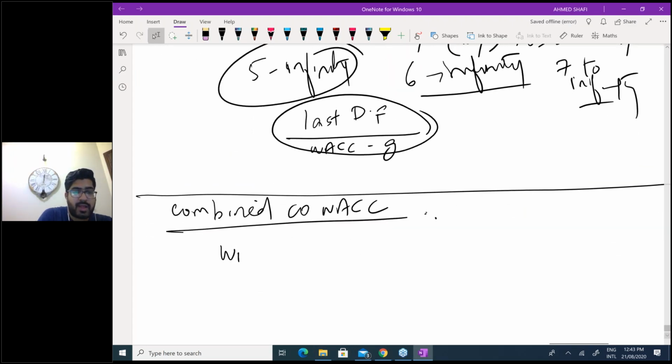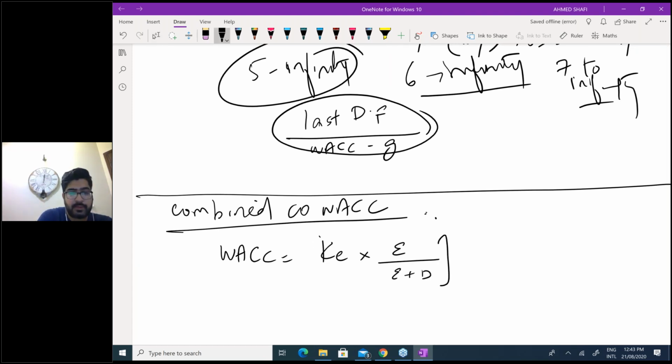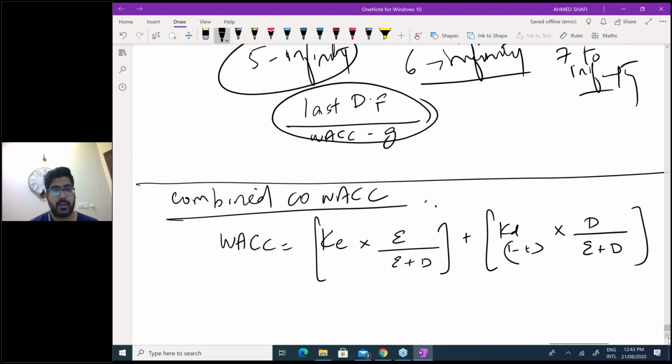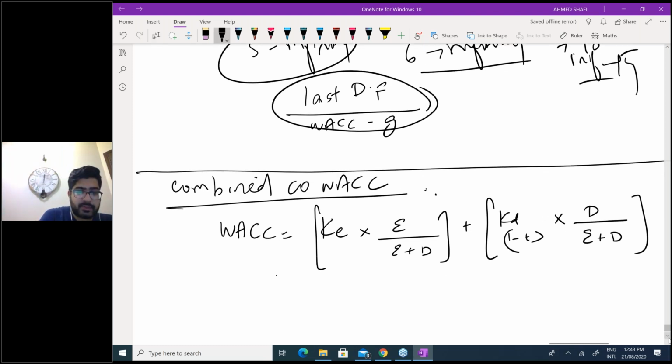The equation of WACC is KE, the cost of equity, times the equity portion of the company, plus the after-tax cost of debt, KD(1 minus T), times the debt proportion of the company, right? So what is the capital structure of the combined company?